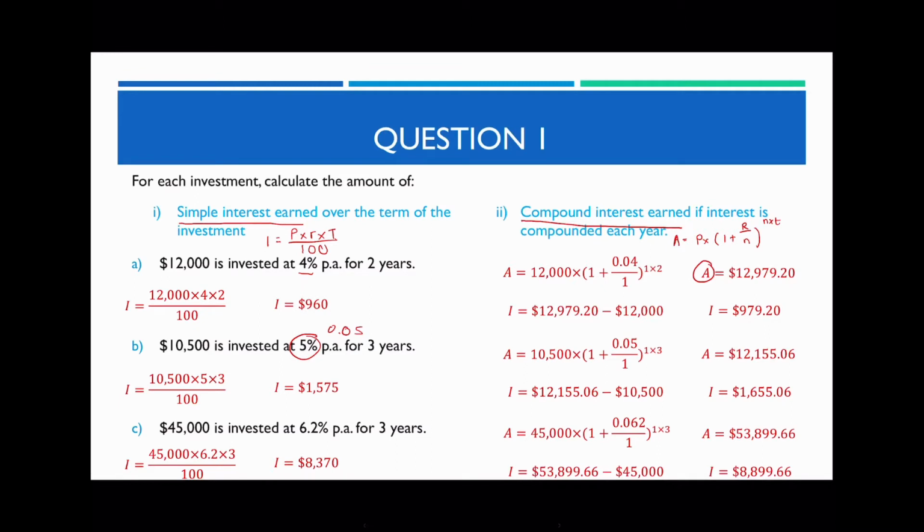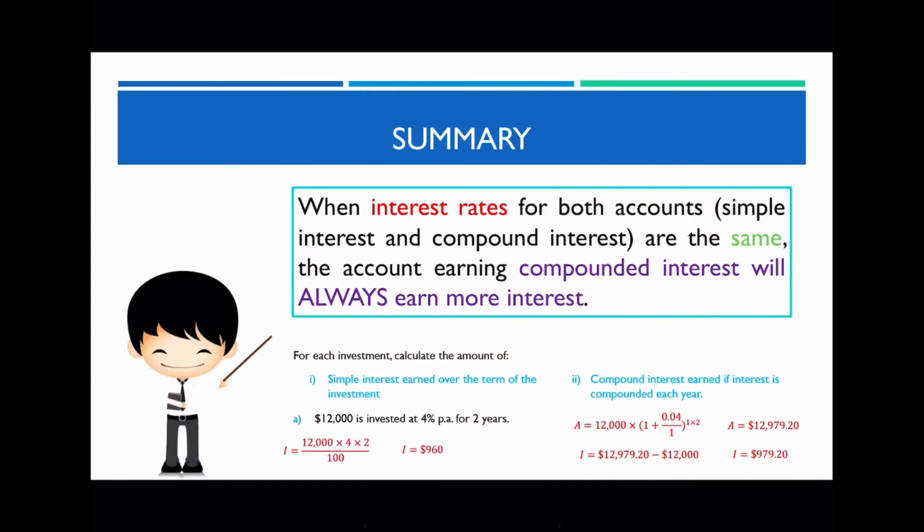Before I move on to the next question, please note that in these scenarios, the interest rate for simple interest as well as compound interest is identical. And when these interest rates are identical, notice that the amount of interest earned through compound interest will always be higher than that earned through simple interest. That's just something you need to know as a fact. I've summarized it on this slide, which states that when the interest rates for both accounts are the same, the account earning compound interest will always earn more interest. That's for both short term, so in a couple of years, as well as long term.